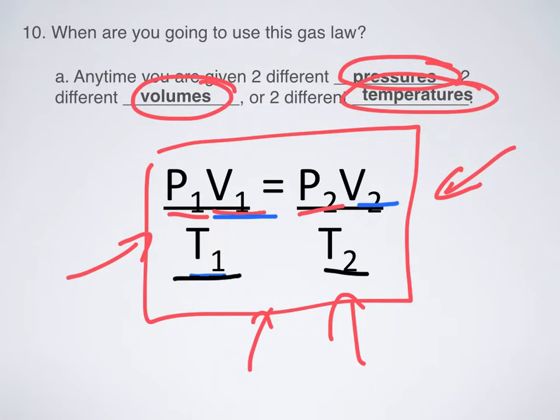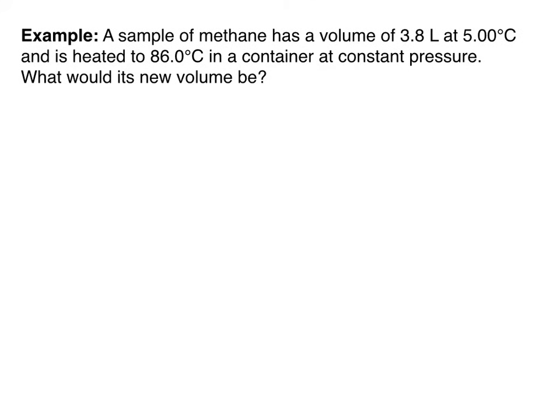So if you don't have a calculator, take one out because we're going to see if we can solve these. This is the way that combined gas law questions look, pretty unassuming. Let's read it first, though. Example: a sample of methane has a volume of 3.8 liters at 5.00 degrees Celsius and is heated to 86.0 degrees Celsius in a container at constant pressure. What would its new volume be?